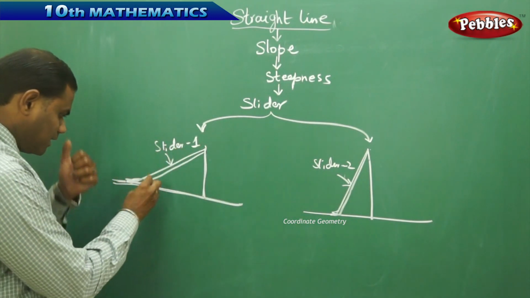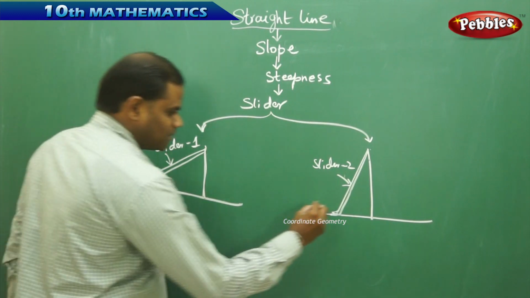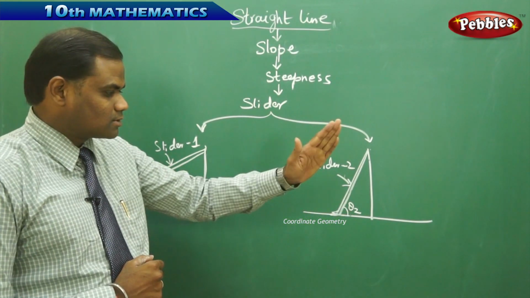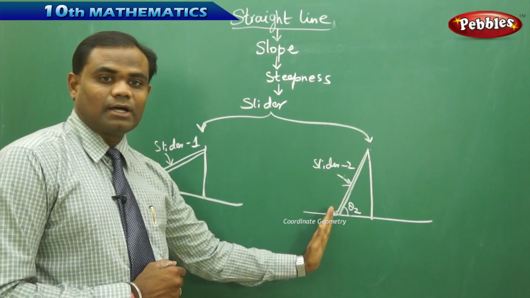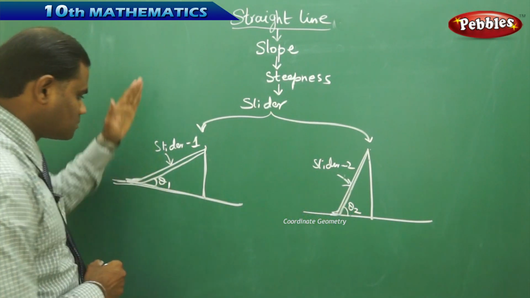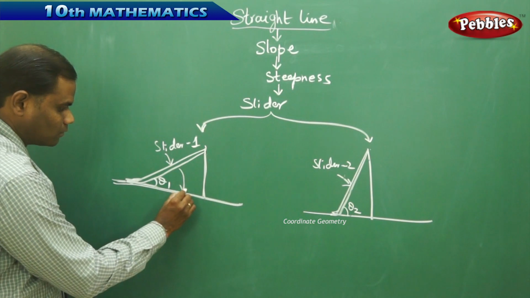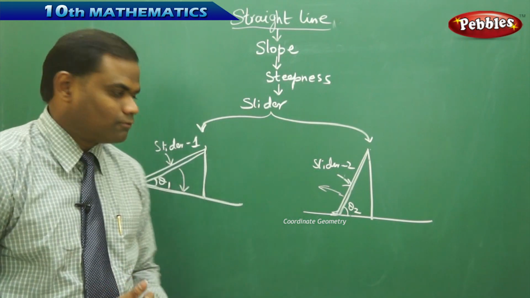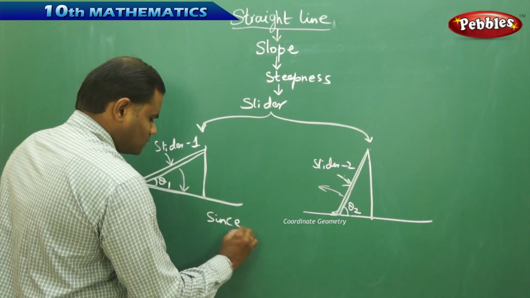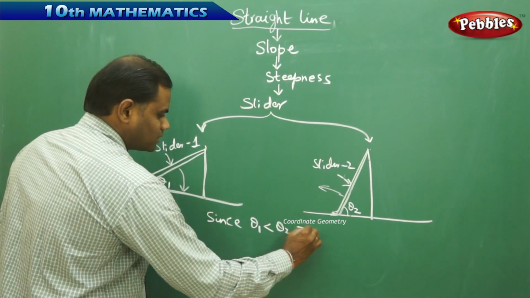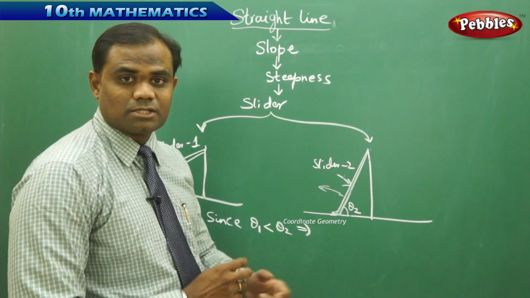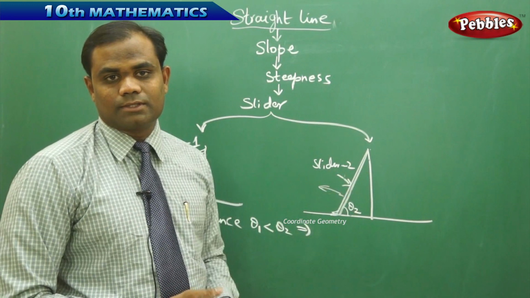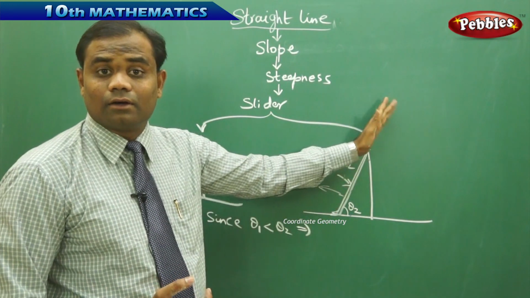Say for example, this makes an angle theta 1 and this makes an angle theta 2. Then clearly I see that this angle is greater than this because this is raised at a steeper height. So this makes more angle and this makes lesser angle, because this is tending towards the ground and this is moving away from the ground. This is how we understand. Therefore, since theta 1 is less than theta 2, that implies slider 2 is steeper than slider 1, is how we connect the angle with the slope or steepness of a given straight line or a slider.